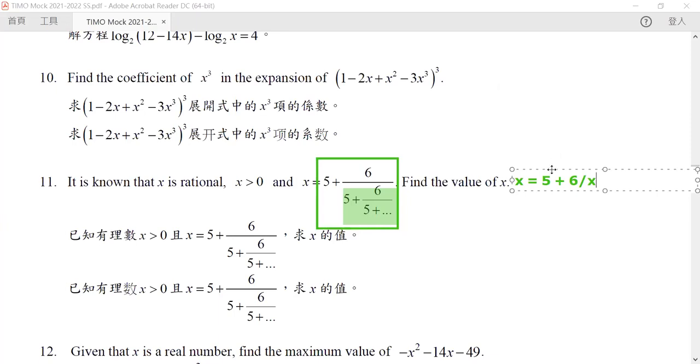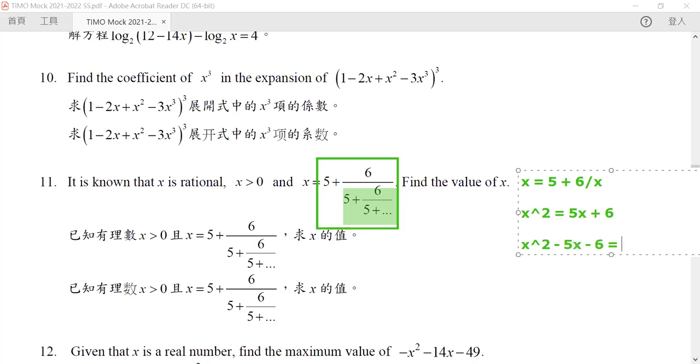Because we know that x is greater than 0, in particular, it is not equal to 0, we can multiply both sides by x. And what we get is x squared is equal to 5x plus 6. Or in other words, x squared minus 5x minus 6 is equal to 0. But this is the same as saying that x minus 6 times x plus 1 is equal to 0.